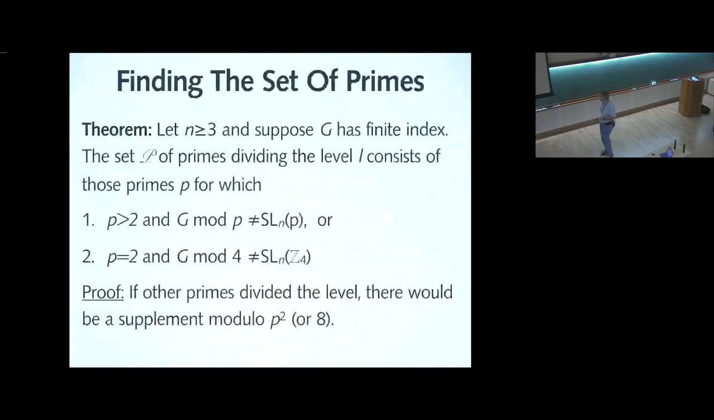Okay, so how can I find this set of primes? Well, I need to look at the primes greater than 2 such that G modulo p is not the full SL_n(F_p), or if the prime is 2, I need to look modulo 4. Otherwise, I would have such supplements, and I've excluded that there are supplements. So the interesting primes are basically the primes modulo which G is not the full SL_n(F_p). How can I find this out?